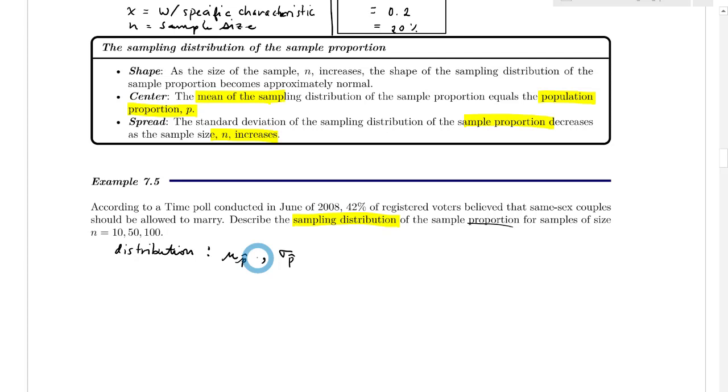Okay, so let's go ahead and do that. The first thing we'll discuss is the mean. So the mean of the distribution is equal to the population proportion.